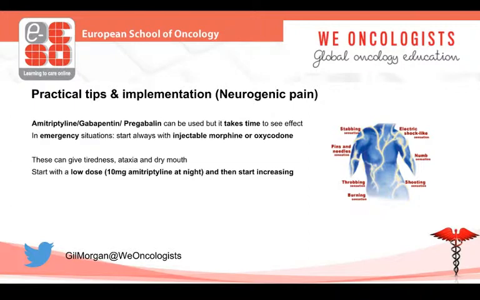When it comes to neurogenic pain, amitriptyline, gabapentin, and pregabalin can be used, but they can take time to actually take effect. So in emergency situation with neurogenic pain, always start with injectable morphine or oxycodone and wait for amitriptyline, gabapentin, or pregabalin to take effect. These can give tiredness, ataxia, and dry mouth. So you always want to start with a low dose. You can start, for example, amitriptyline at 10 milligrams at night, and then you can slowly start to increase.